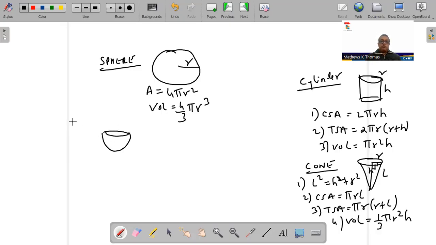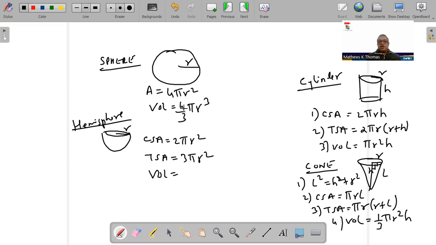If I divide the sphere into 2 equal parts, each part is called a hemisphere. Curved surface area is half of the sphere's. The full was 4 pi R square, so now it is 2 pi R square. Total surface area is 2 pi R square plus pi R square on top, since it's closed, so that becomes 3 pi R square. Volume is half of the sphere's 4/3 pi R cube, so it will be 2/3 pi R cube. So these are the formulas of this chapter. We have 6 figures: cube, cuboid, cylinder, cone, sphere, hemisphere. These are the formulas you have to learn from this chapter.